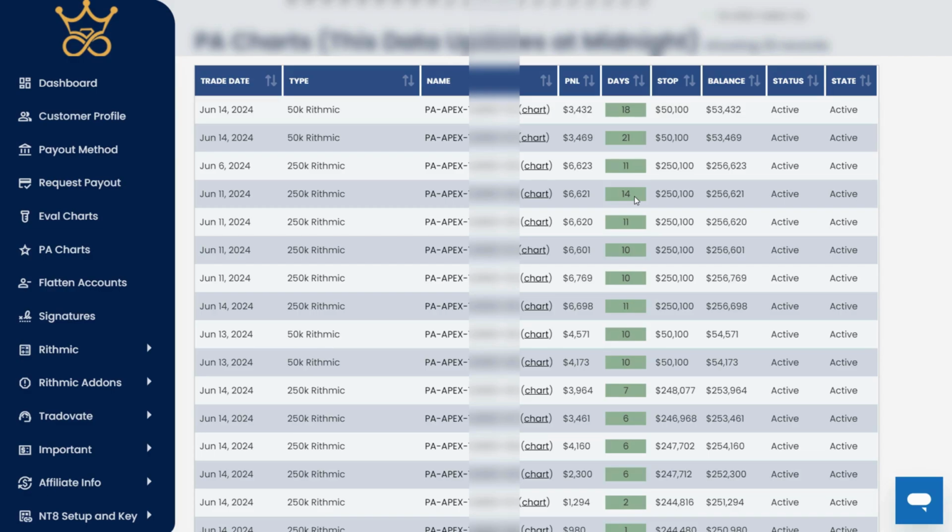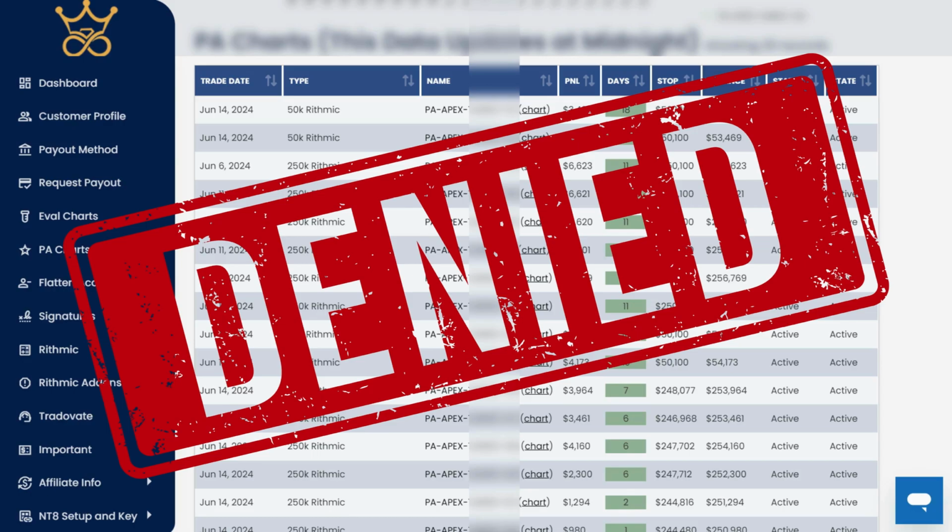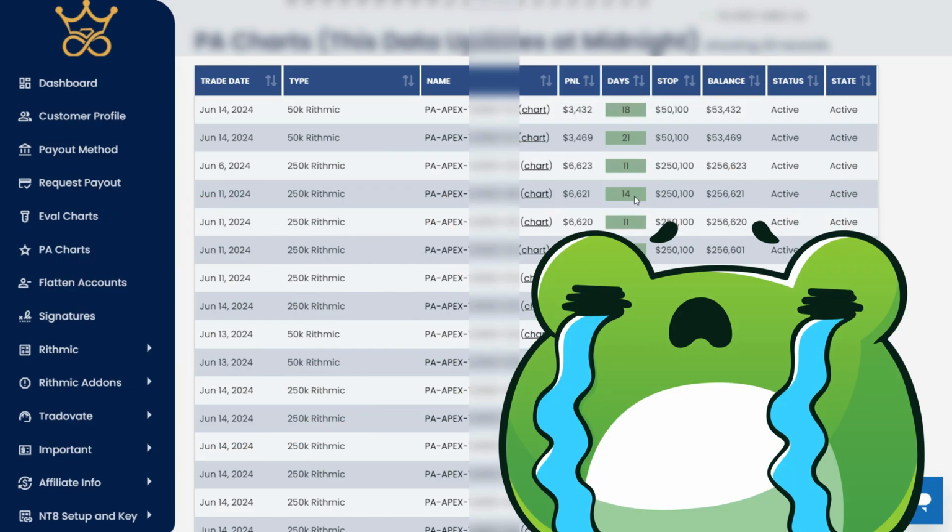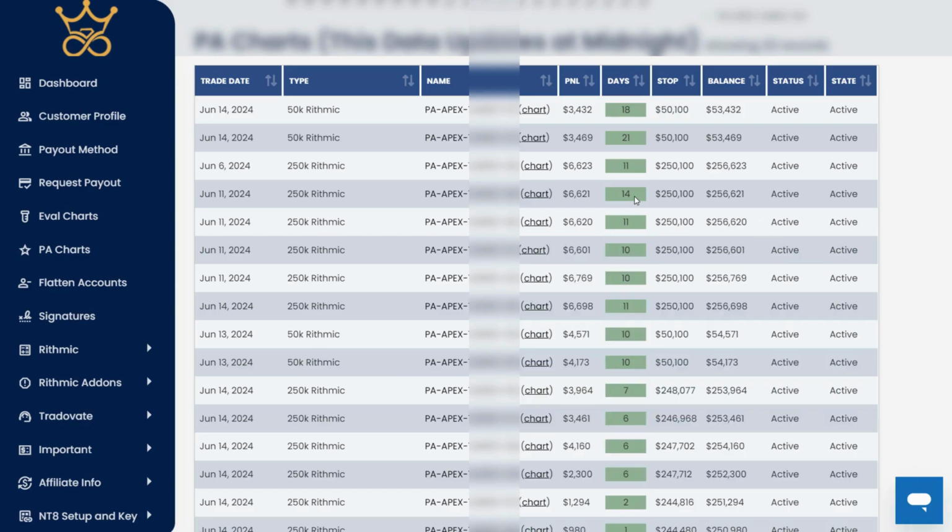If you go ahead and do that and try to submit another payout, first, I think that the system won't even allow you to do that. But even if they allow you to do that and you click request payout, now you're going to be denied because you don't have 10 trading days and you wasted those 6 days that you traded and you're reset. Every time they deny you the payout, you have to go again and trade another 10 trading days.